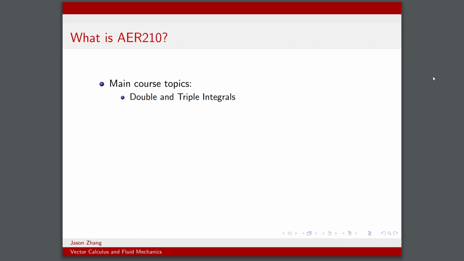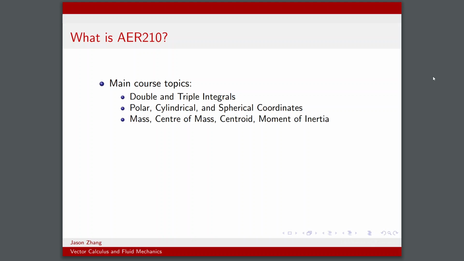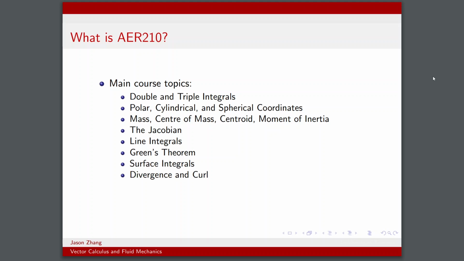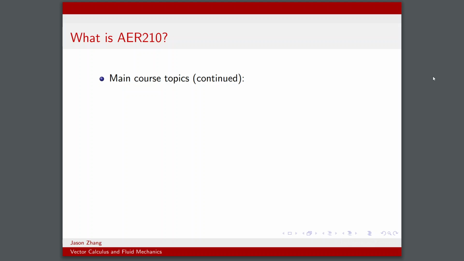So in the vector calculus half, we began by learning about double and triple integrals, polar, cylindrical, and spherical coordinates. And then we learned about applications of iterated integrals, so mass, center of mass, centroid, moment of inertia. We learned about the Jacobians, so change of variables. Learned about line integrals, Green's theorem, surface integrals, divergence and curl, the divergence theorem, Stokes' theorem.